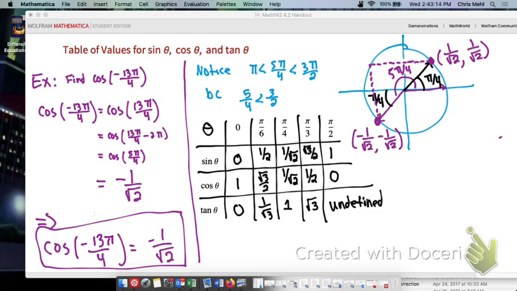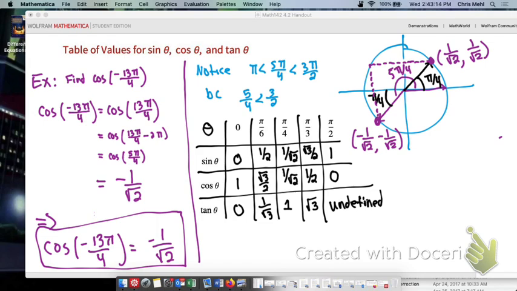Once you get an angle between 0 and 2 pi, you can just draw pictures in your unit circle and use what you know about the angles between 0 and pi over 2 and symmetry to find the coordinates on the unit circle corresponding to the angle of 5 pi over 4. In this case, the x-coordinate of that point is the value of cosine 5 pi over 4, and hence the value of cosine negative 13 pi over 4.